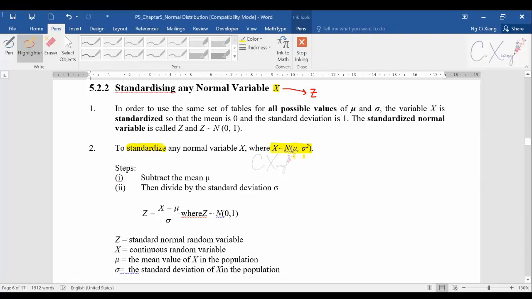So how can we standardize? How can we change x to become z? You take the original value x, minus the mean, divided by the standard deviation. This is the formula. After you carry out this process, your x will become z. This is a very important formula, which we call the standardization formula. After you standardize it to z, only then can you continue to find the probability from the table. Maybe we can discuss one or two examples here.